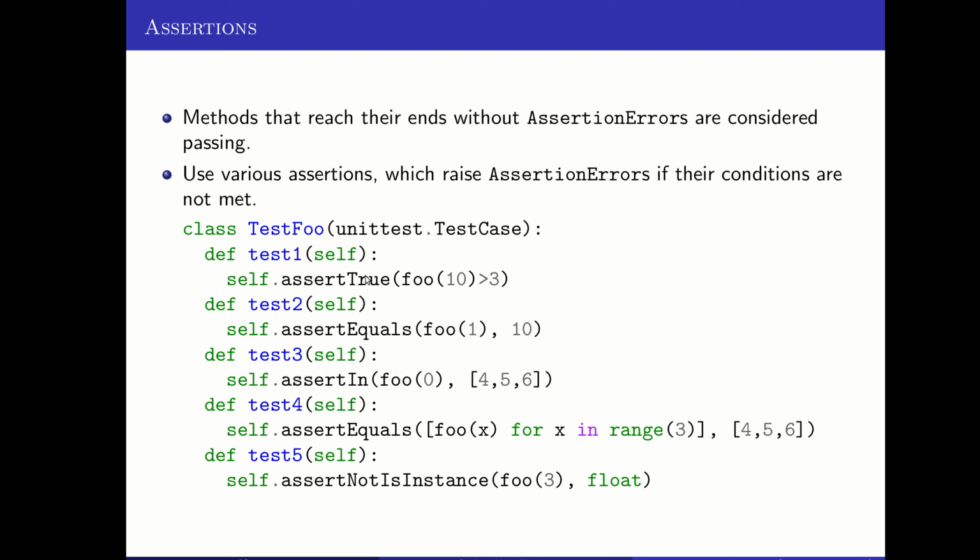So we can assert true for a Boolean. We could assert false for a Boolean condition. We can assert equals to test that two things are equal. We can assert that something is in some other object. So for instance, a value being in a list. If this function is allowed to return several possible values, then we can assert that it is in the list of those possible values that we knew were allowed.